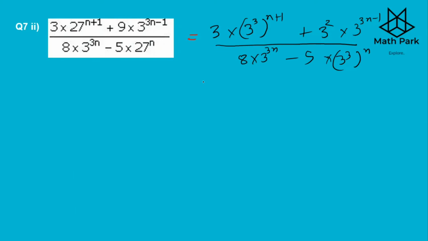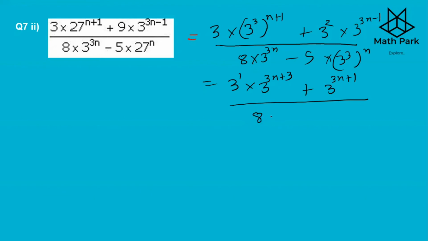So in the numerator, we have 3 into 3 raised to 3n plus 3. This is 3 raised to 1 plus 3 square, into 3 raised to 2. When I add, this becomes 2 plus 3n minus 1. This is 3 raised to 3n plus 1. Got it? And in the denominator, we have 3 raised to 3n, so 3 raised to 3n will be taken common. So let it be now.